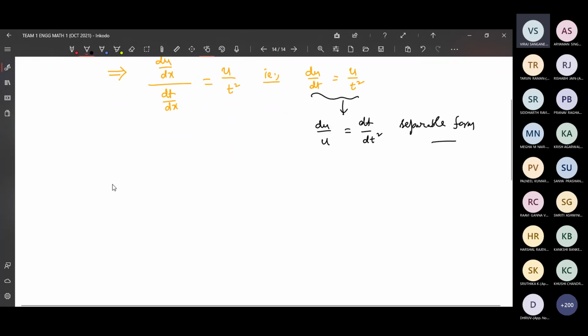So next I'll go for the next type of equations. Homogeneous equations.